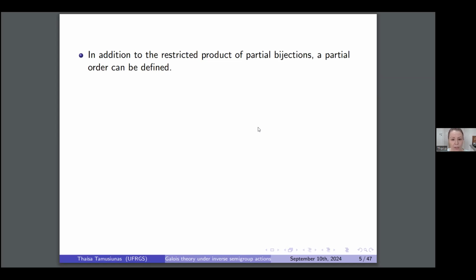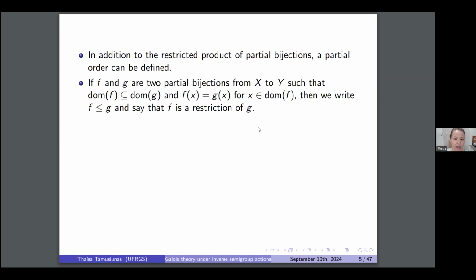In addition to the restrictive product of partial bijections, we can include a partial order. So if F and G are two partial bijections from X to Y, such that the domain of F is in the domain of G, and when we look at G restricted to the domain of F, they are the same, they are equal, then we write that F is less or equal to G. And then we also say that F is a restriction of G.